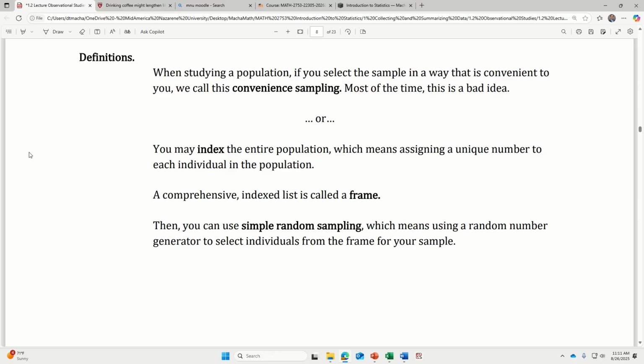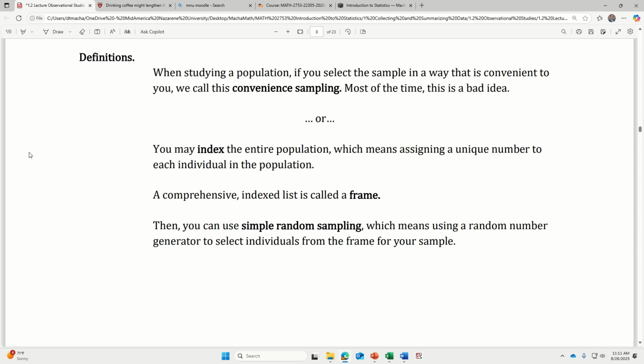The more rigorous way to do things is you could index the entire population. When I use the word index right now, I'm using it as a verb. I'm saying go out and index the population. That means we're going to assign a number, 1, 2, 3, 4, 5, to everybody in the population. If I want to index this classroom, I can just go 1, 2, 3, 4, 5, 6, 7, 8. And now Alexis knows that her number is 6.